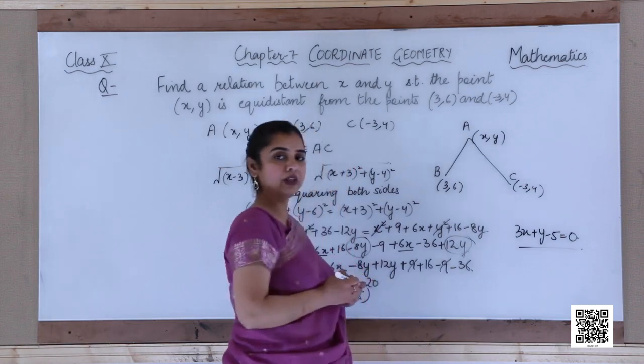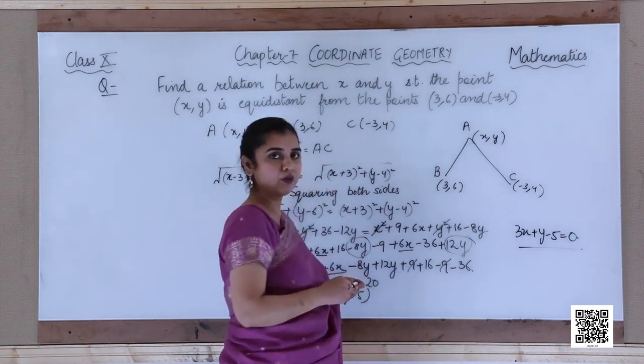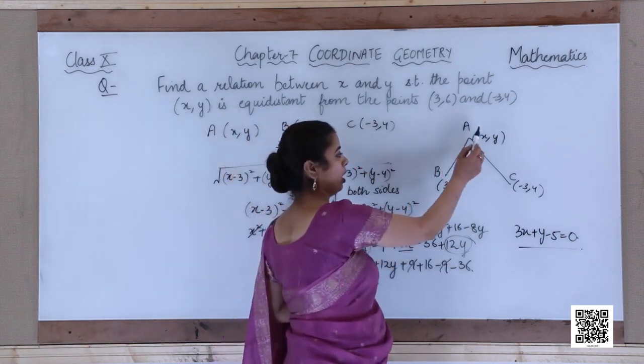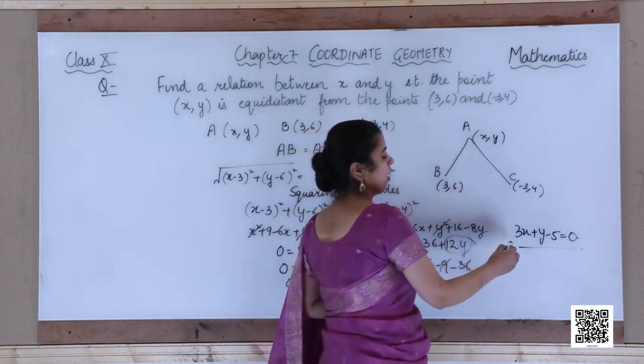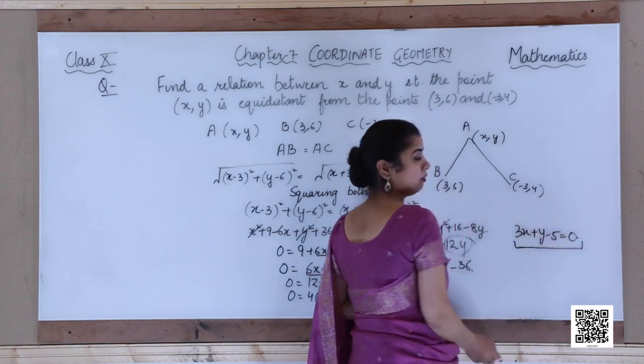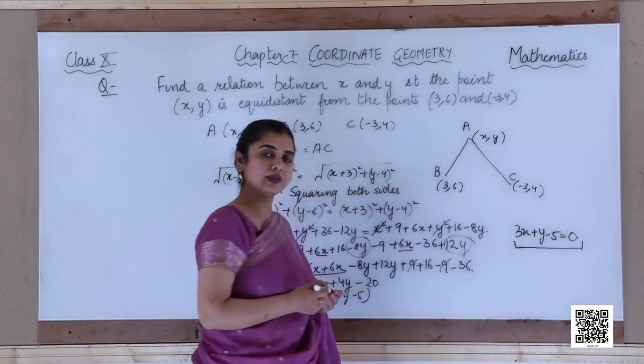So children, given the distance formula, and given the condition that this unknown point is equidistant from these 2 points, we have got this condition in x and y, or this equation in x and y. Now children, there is an assignment question for you.